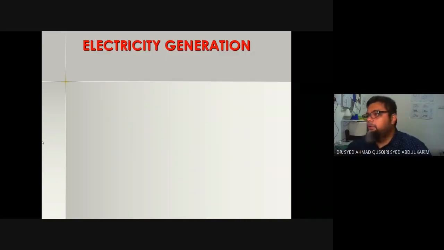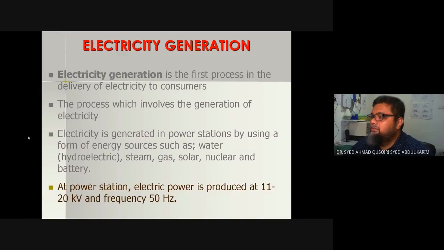Alright, next we move on to electricity generation. Okay, the first phase. Electricity generation is the first process in the delivery of electricity to consumers. We need to generate electricity. It is not something that is available naturally. It involves the generation of electricity.